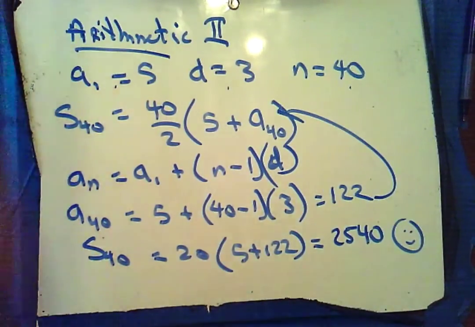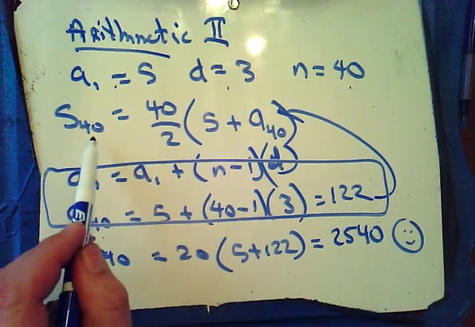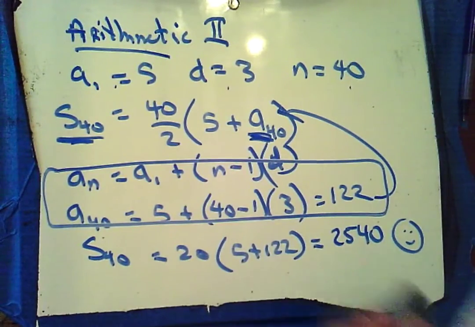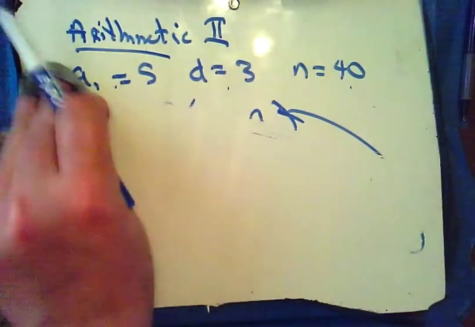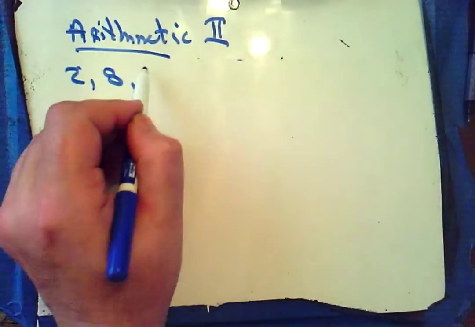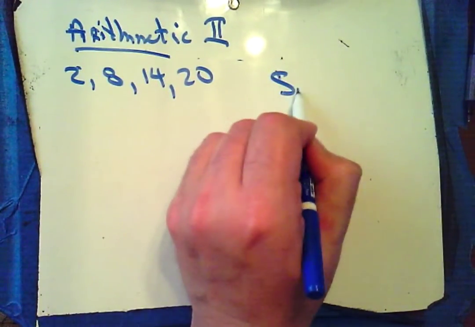Okay, so it's not so bad, but it does require me to be comfortable with this part. I really can't find the sum of these 40 without knowing the value of the 40th term. All right, how about in this situation? What can we do here? 2, 8, 14, 20, and I want to know s sub 40.